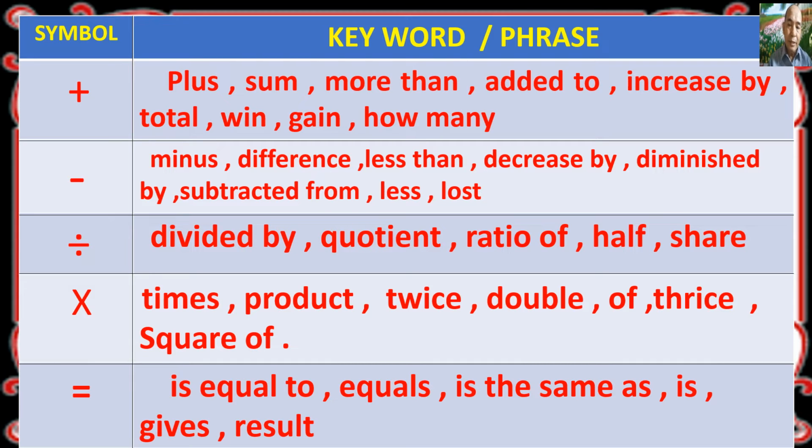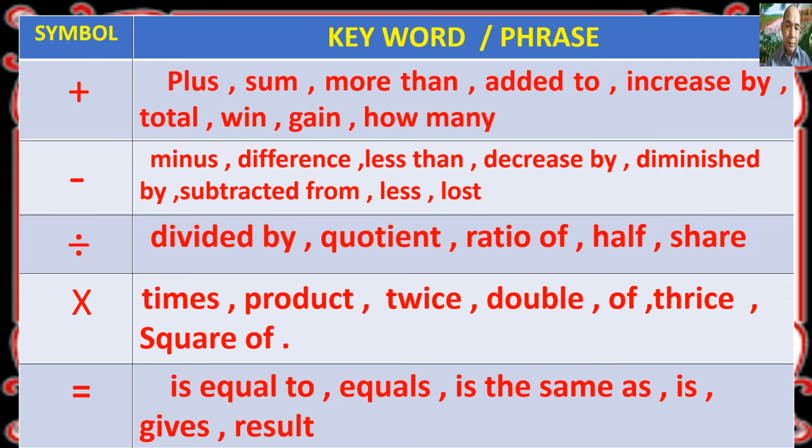Okay, next one, you have division. What are the words that signify division? Divided by: 5 divided by 5. So you are going to do the division. And when you say, give me the quotient of 20 and 4, you are asked to do the division because the word being used is quotient. Quotient is the result of division. That's why when you see the word quotient, it follows that you will do the division.